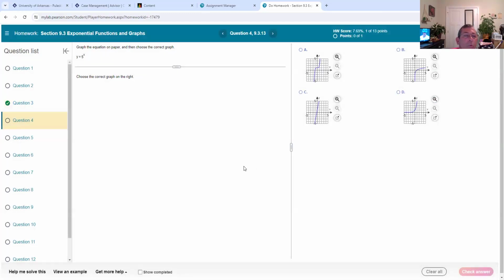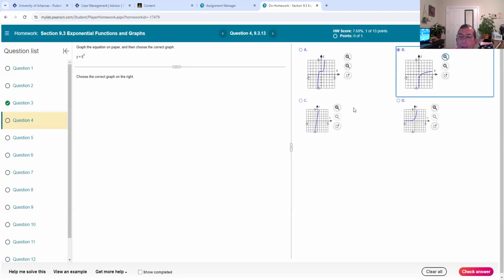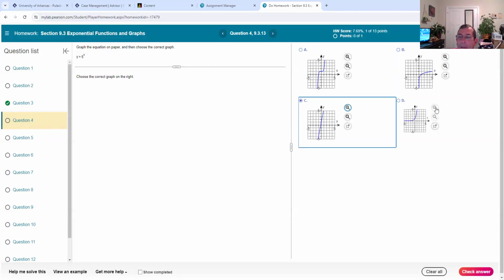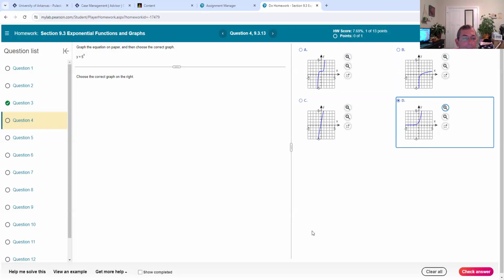All right, how about this one? Y equals 5 to the X. A, B, C, or D? All right, so what am I getting? Let's see. All right, so y'all, looks like D again, right? That's the only one that's got the right shape, going uphill left to right.